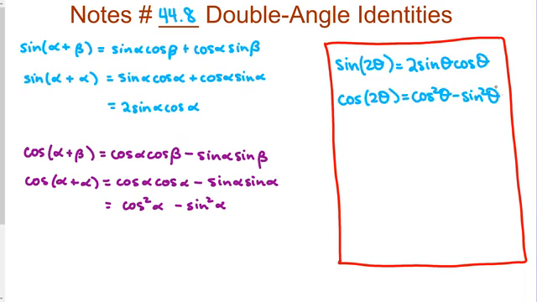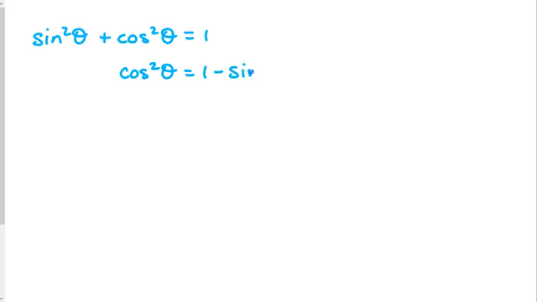Now that probably reminds you of the trigonometric identity that says sine squared theta plus cosine squared theta is equal to 1. So if I isolate cosine squared theta in this equation, cosine squared theta equals 1 minus sine squared theta. And if I substitute that into my other identity we just got, it'll change how it looks a little bit.